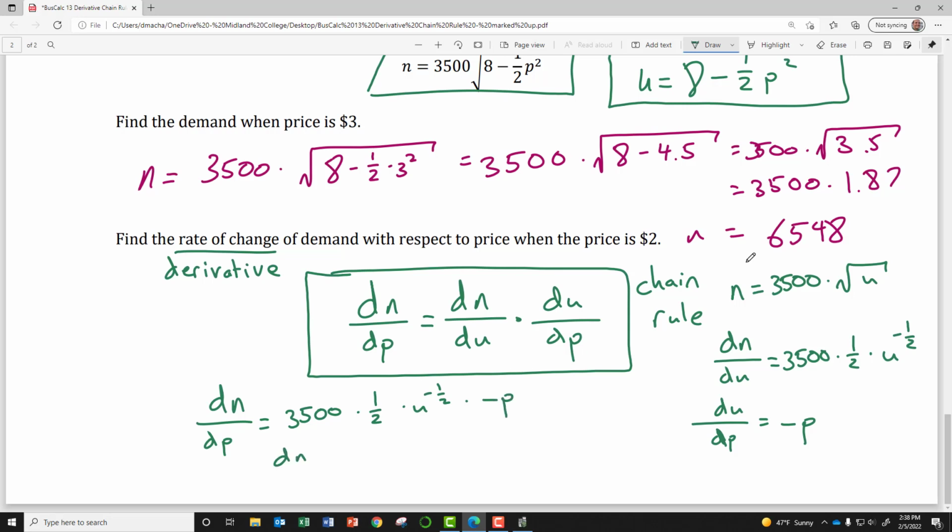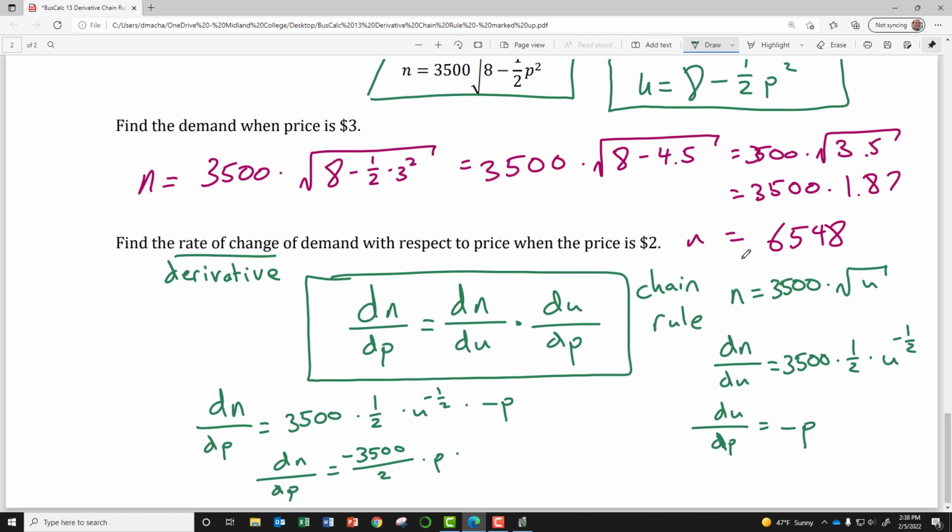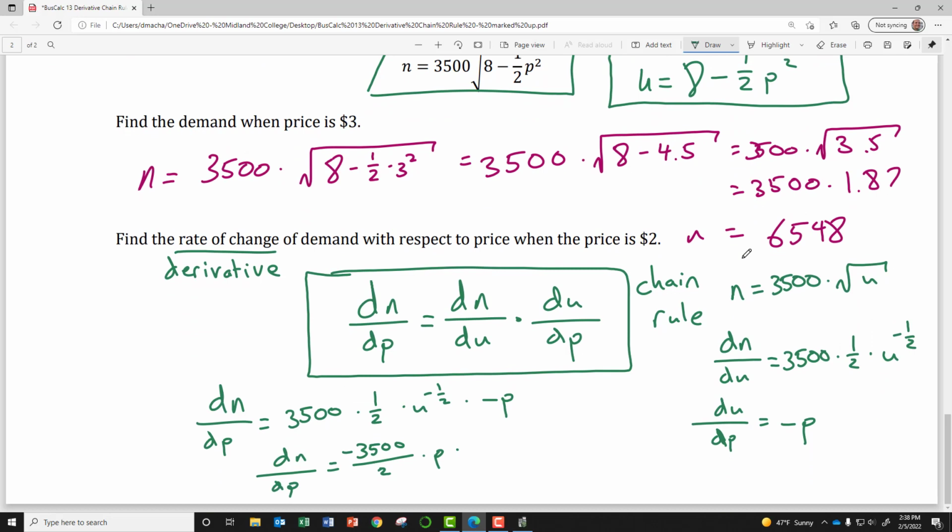So simplifying this, and also replacing u with the definition of u, is going to be 3500 divided by 2 times a negative times p. And then what's the definition of u to the negative half power? Well, that would be 1 over square root of 8 minus 1/2 p squared.